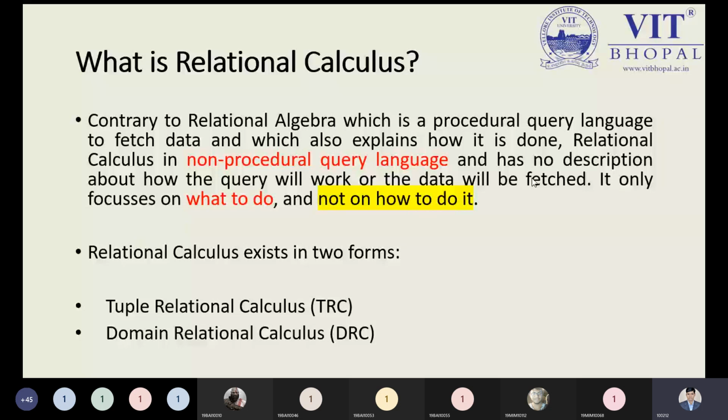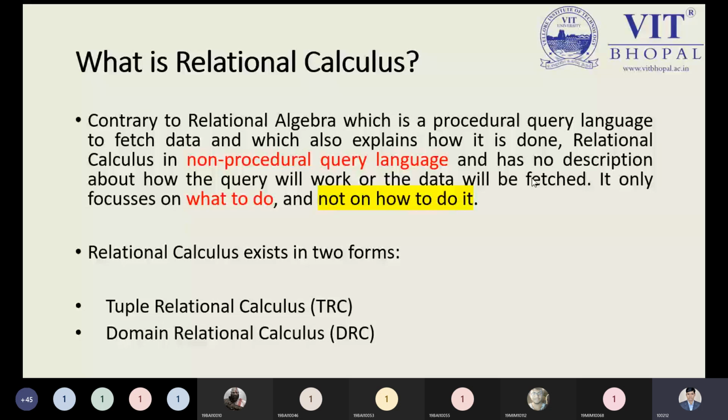You can see I have highlighted a few words and colorized some words. From these points you can understand that in relational algebra, we have seen how it is done. The query written by us shows how it is done. But relational calculus is a non-procedural query language, so there is no description of how the query will work to get or retrieve the data. This is the point we need to keep in mind.